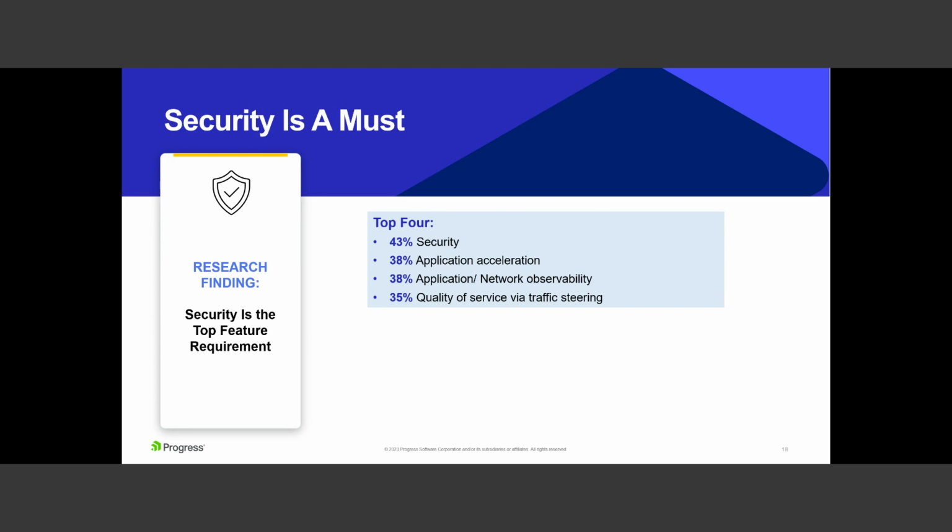Security, as we mentioned earlier, is foremost in every single conversation that we're having. In the EMA research, organizations say that security is the top feature requirement for their load balancing solutions. If you think about it, it's over application acceleration and observability. They found that security risk and incidents are the top drivers of change in load balancing strategies. Yes, you heard that right. Security risk and incidents are top drivers of change.